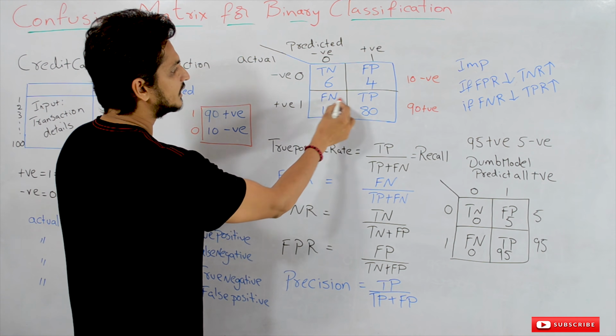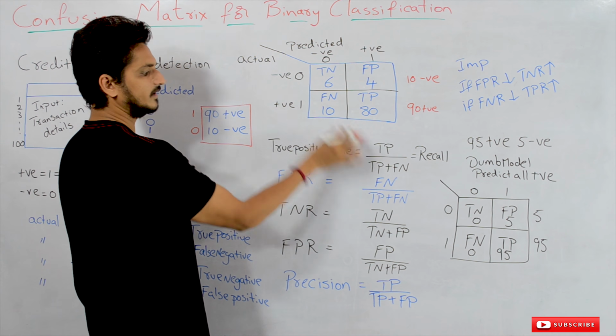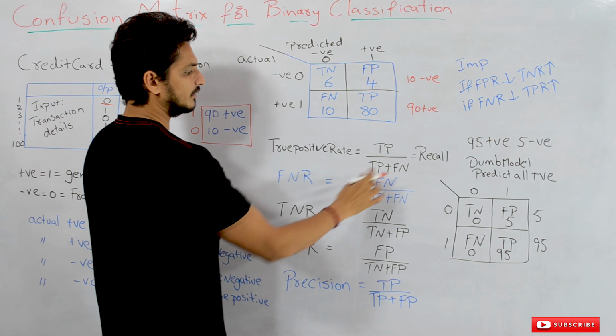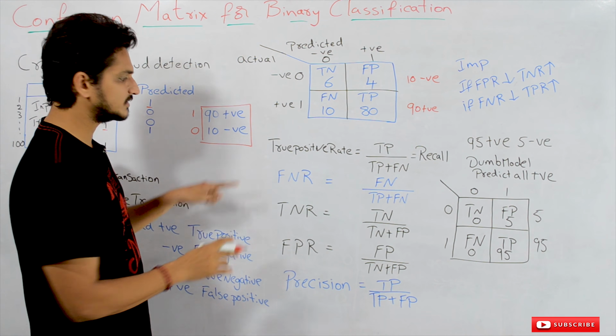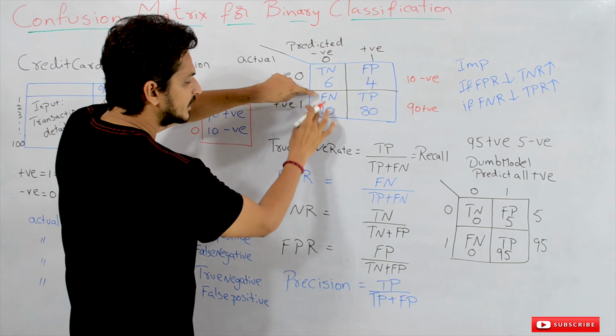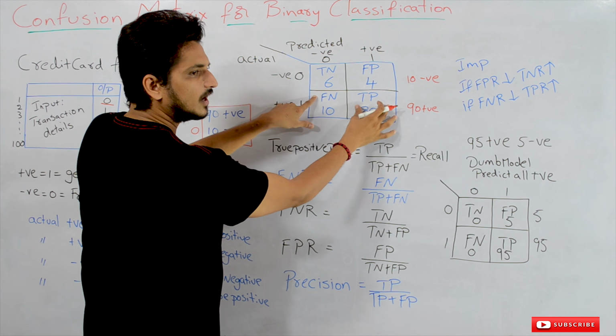Next, false negative rate is equal to, if this is 80 then obviously this is 10 by the actual 90, 10 by 90. The important point to understand here is that if our model is predicting false negatives at a low rate, then obviously the true positive rate is high.